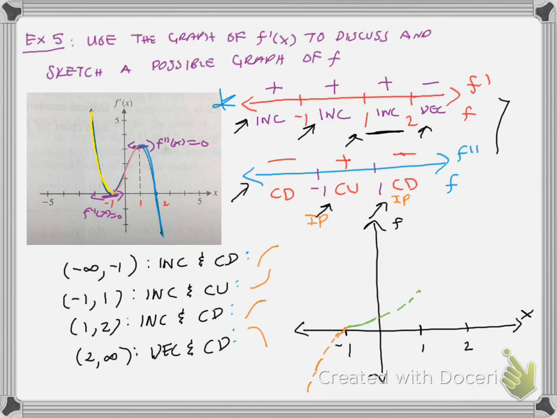And then from 1 to 2, I'm increasing and concave down. So it could look something like this until I get to 2. And then at 2, I am decreasing and concave down. So I can do something like this. So this graph, and again, this isn't unique, but as long as you make sure you have your inflection points and your concavities correct, that is a possible sketch for f.